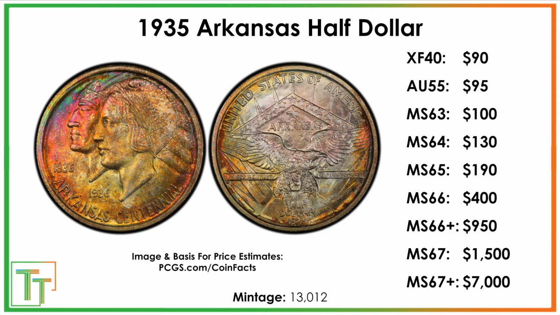These coins can be acquired in mint state for about $100, a little bit less if it's XF or AU. I would say buy the mint state over the circulated unless you're doing an actively circulated collection. The big value jump is from 65 to 66, going from about $200 to $400, and then mint state 67 increases to about $1,500. 67 plus is a $7,000 coin. So 13,012 of these were made. Not a huge amount, but that pretty much brings us to the end on this one.